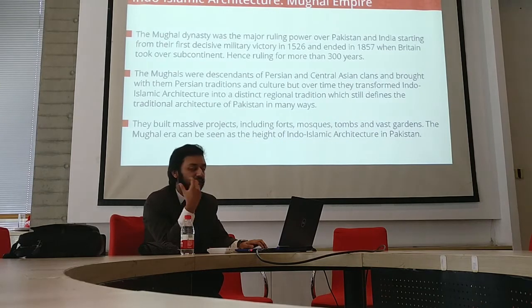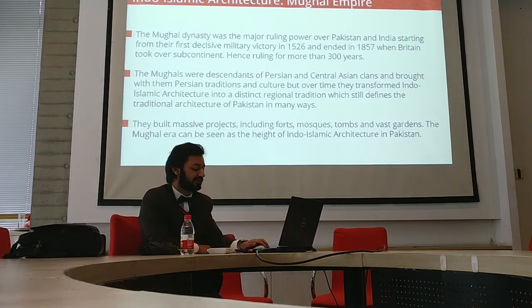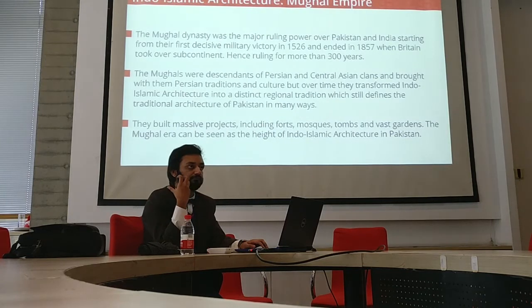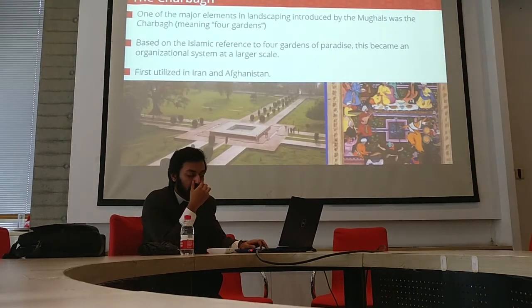So you can actually see, compared to the previous tombs and the mosques, which are pretty much smaller in scale, now they're just pushed up. They had a lot of resources, they had a lot of money, and they had, of course, a lot of people working for them. So they were able to undertake most of these projects.